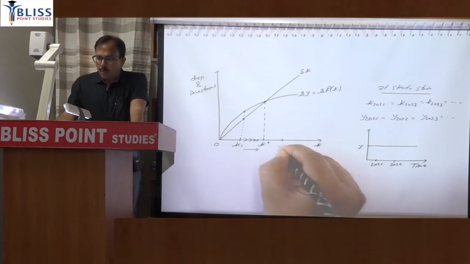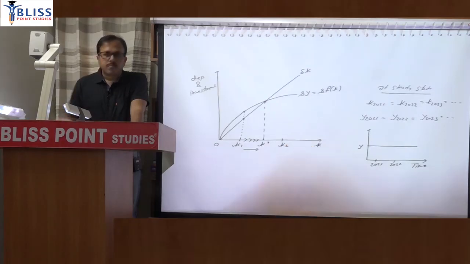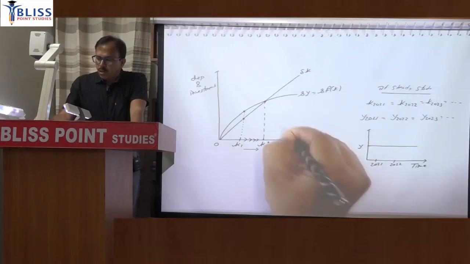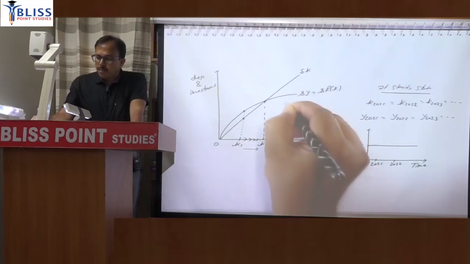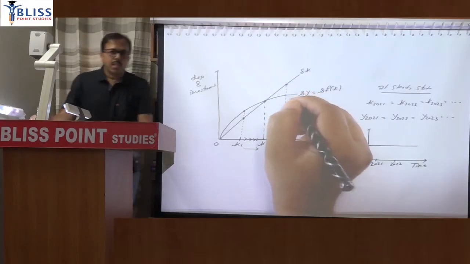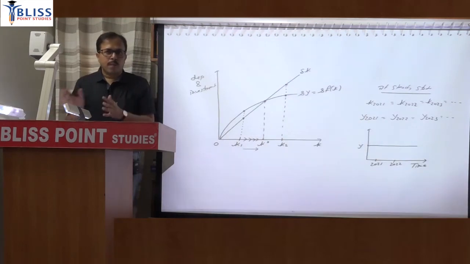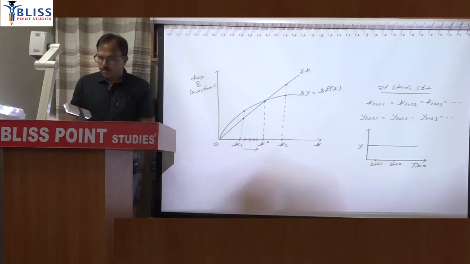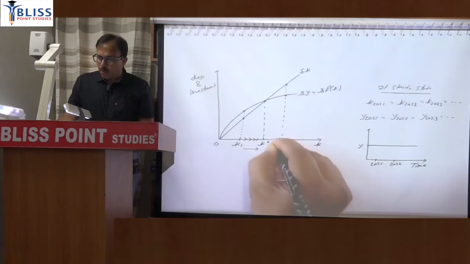If stock of capital is more than steady state, then what will be the outcome? At that stock, investment will be less, depreciation is more, so decrease is more, increase is less. So the stock of capital will continue to decline. So it is declining and moving towards steady state.